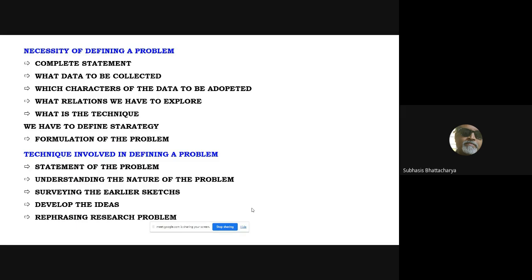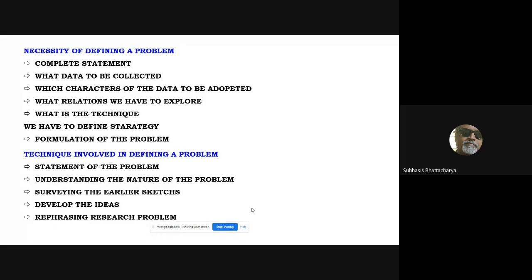And the last one is rephrasing the research problem. Then you rephrase your research problem. You first identify the problem in a way. After doing these things, from the backdrop of good understanding, from the backdrop of surveying the earlier sketches, from discussions with different individuals on this research, you are rephrasing the research problem. And then the research problem turns into a working proposition.